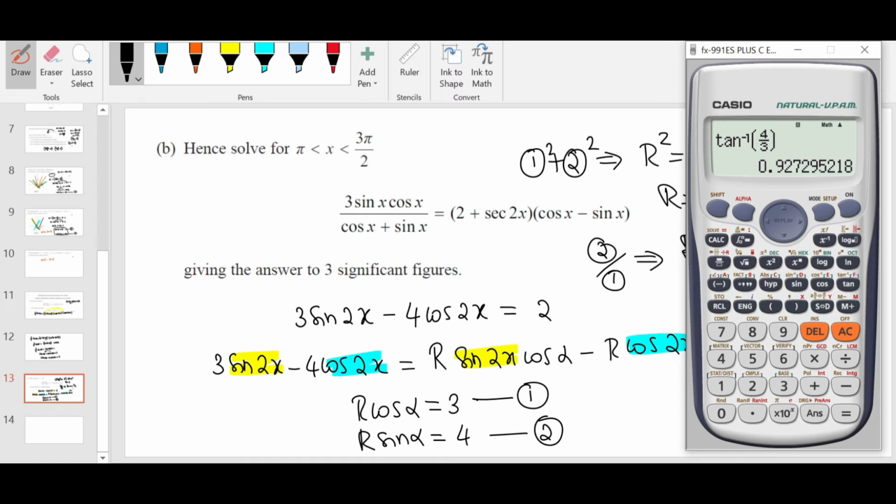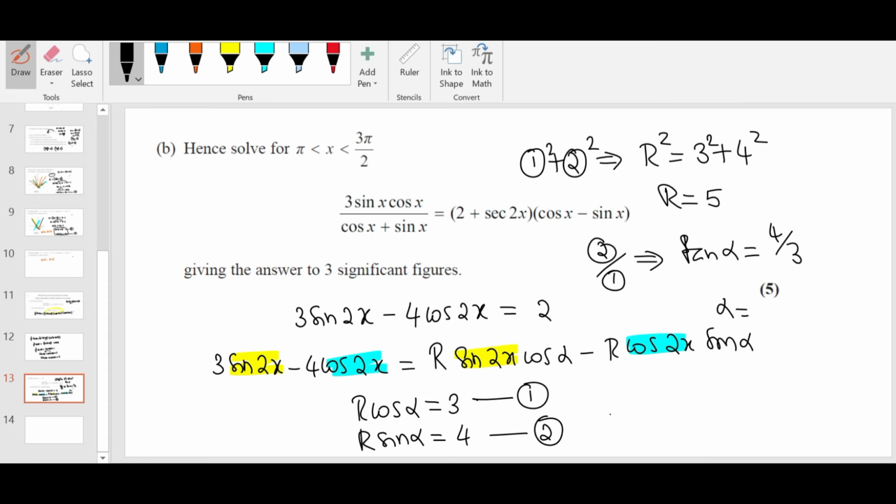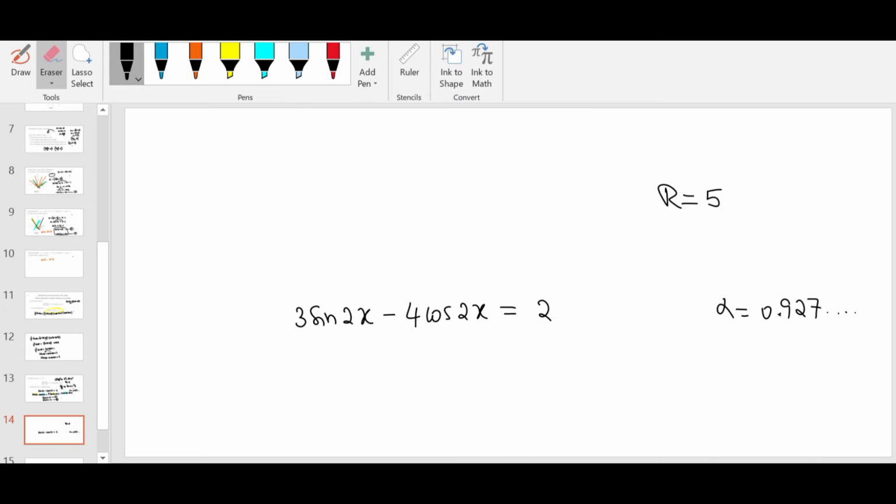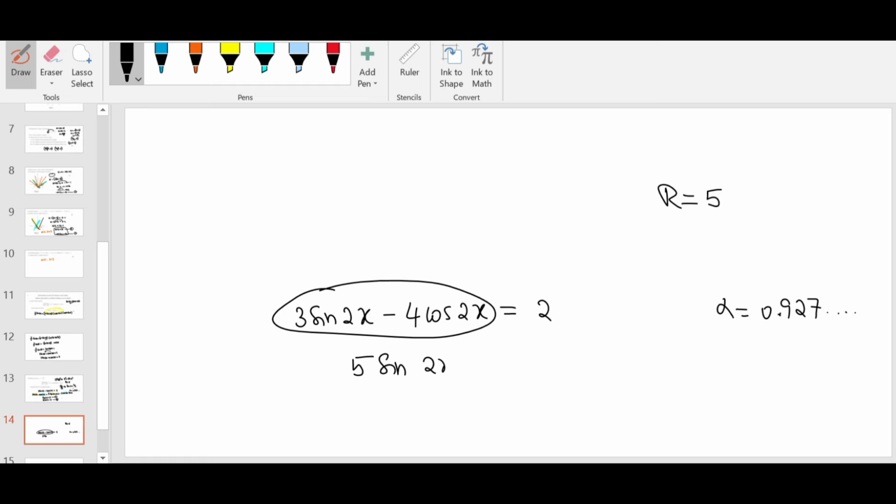Okay. They want the answer to 3 significant figures. But still, I'm not going to round it. I'm going to store the value as A. 0.927, etc. So alpha is 0.927, etc. So what I'm going to do now, I'm going to rewrite this whole thing as r sin(2x minus alpha), which is 0.927, etc., is equal to 2. And then we need to solve this equation in the given limit.